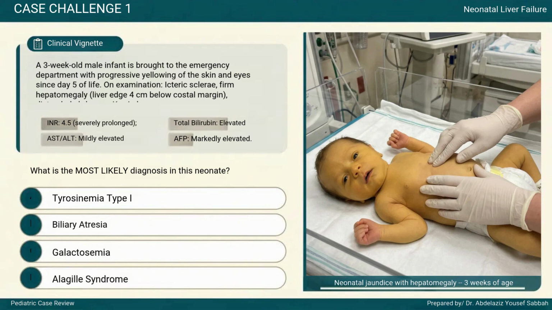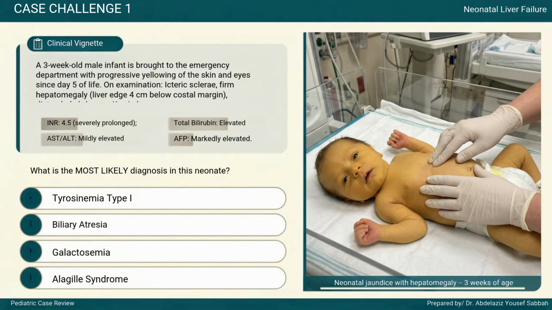Let us begin. Case Challenge 1. A 3-week-old male infant is brought to the emergency department with progressive yellowing of the skin and eyes since day 5 of life. On examination, he has icteric sclerae, firm hepatomegaly with the liver edge 4 centimeters below the costal margin, and a distended abdomen. Key labs show international normalized ratio of 4.5, which is severely prolonged. Total bilirubin is elevated. Aspartate aminotransferase and alanine aminotransferase are mildly elevated, and alpha-fetoprotein is markedly elevated. What is the most likely diagnosis in this neonate?